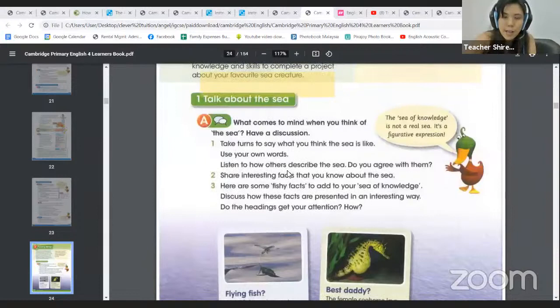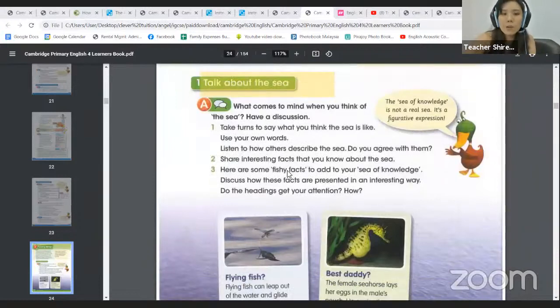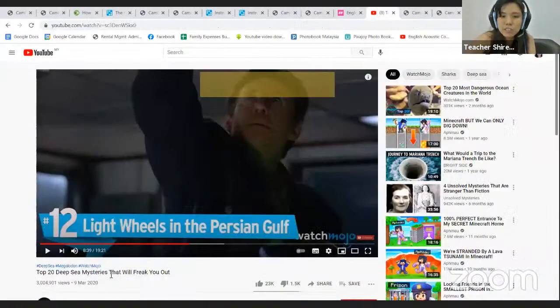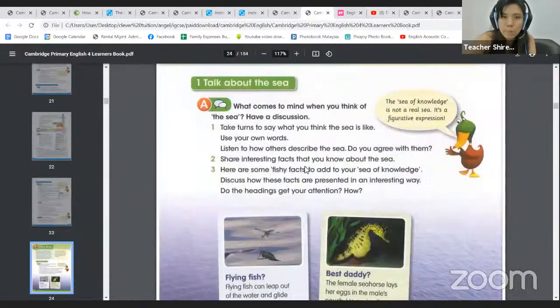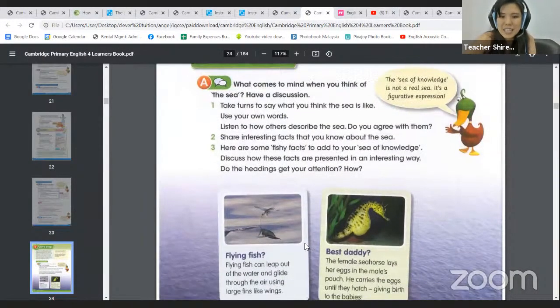So just now what we were looking at is basically 20 deep sea mysteries. Next week I'm going to show you more about sea creatures, for example seahorse.